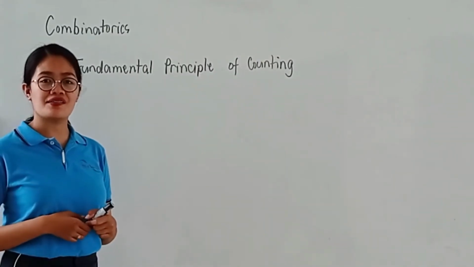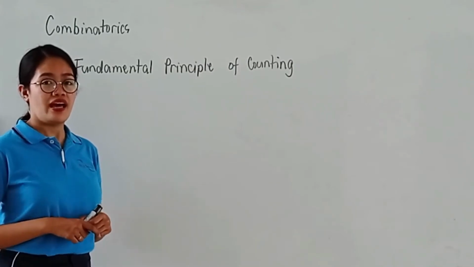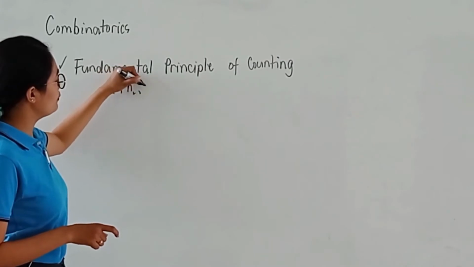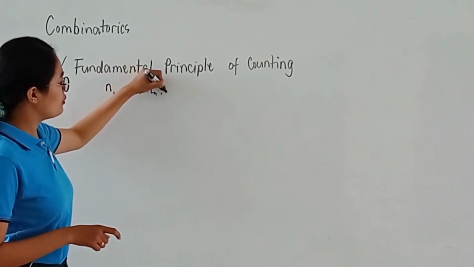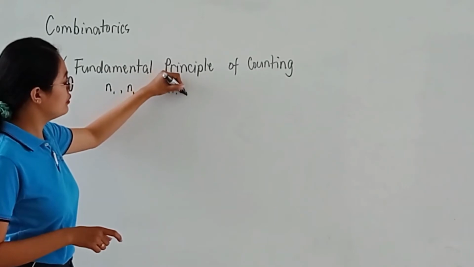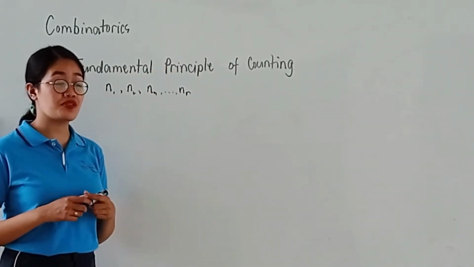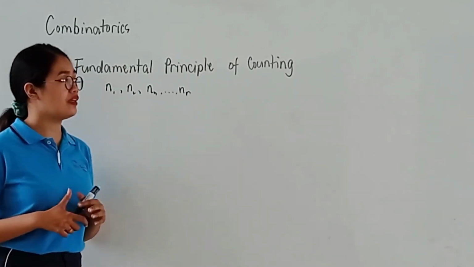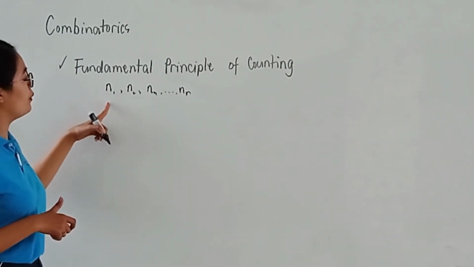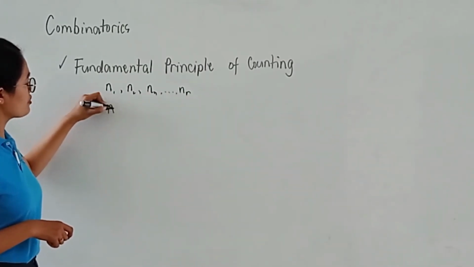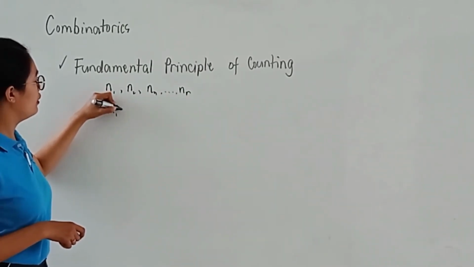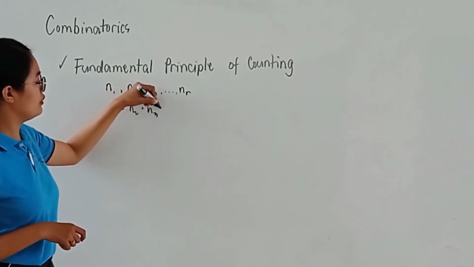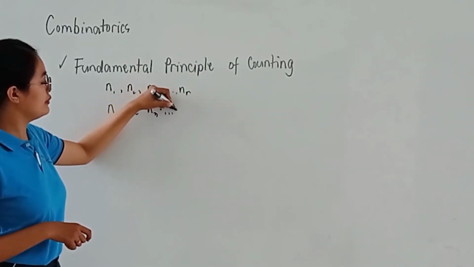If the ways to do a task can be split into r steps, and there are n sub 1, n sub 2, n sub 3, to n sub r ways under these respective steps, then the number of ways for that task to be completed should be the product of n sub 1 to n sub r. In symbols, we have n sub 1 times n sub 2 times n sub 3 until n sub r.